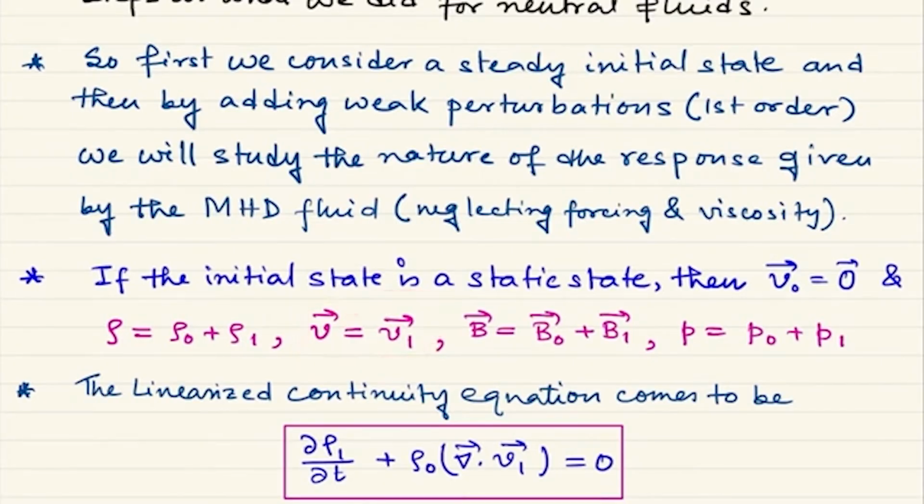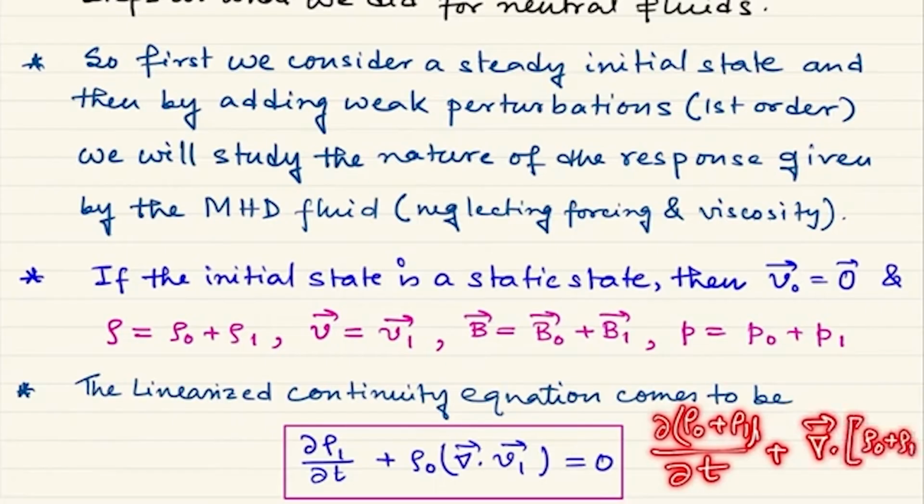B is the magnetic field, and it is just the initial B0 plus the perturbation. And same thing for the pressure: initial pressure P0 plus P1, the first order perturbation. Now when we linearize the continuity equation, it becomes del rho 1 del t. If you remember how to write that, it should be del of rho 0 plus rho 1 del t, plus divergence of rho 0 plus rho 1 times V, which is only V1, equal to 0.